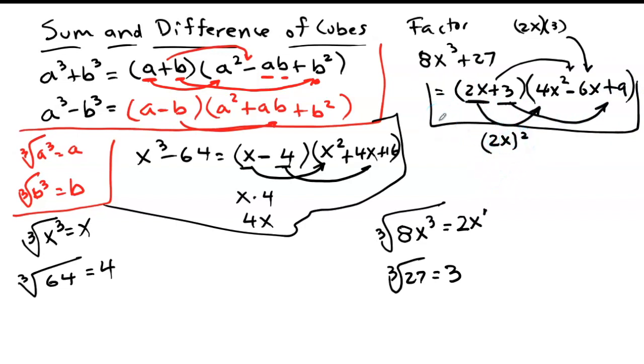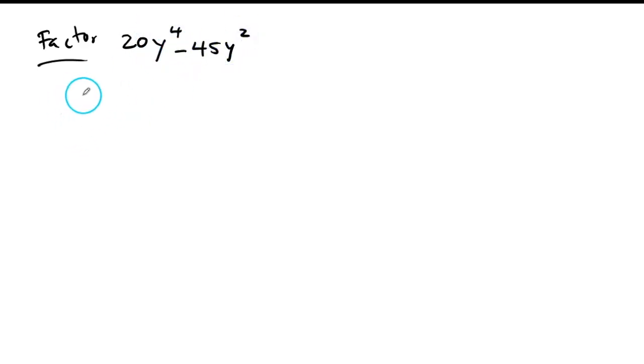Now what I'm going to do is a couple of problems, factor completely. We're done with all the methods. I just want to make sure that you're aware that sometimes they give you problems and they don't ask you to factor completely, and people stop halfway. Because you stop halfway, you don't get full credit for the problem, if they give you some credit. Question: factor 20y to the 4th power minus 45y squared.